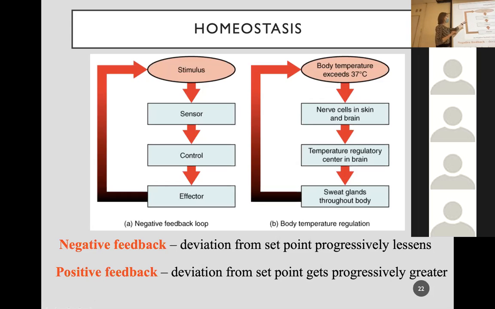Example. So we have the sensor. In the case of body temperature regulation, that sensor is just nerve cells in our skin and our brain, sensing the change in temperature, whether it's internal or external. And then the control center is going to be the temperature regulatory center in the brain. So those nerves are going to send messages to the control or integrating center of the brain. And then the brain will send information out to the sweat glands, which are just one of the effectors of the temperature regulation in the body.